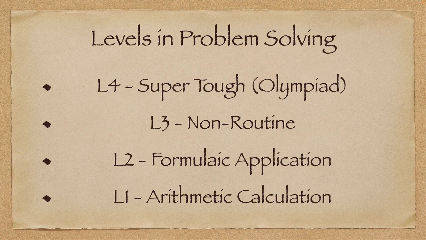It's an arithmetic calculation. Level 2 is where you would call it application problems, or what I call formulaic application problems. It's pretty much an application of a formula. Level 3 is non-routine problems, and level 4 is super tough problems, which are typically seen in Olympiad exams. So let's go a little deeper into each one of them.